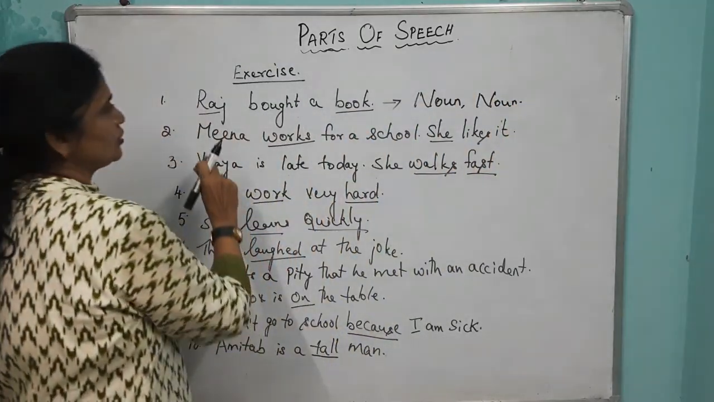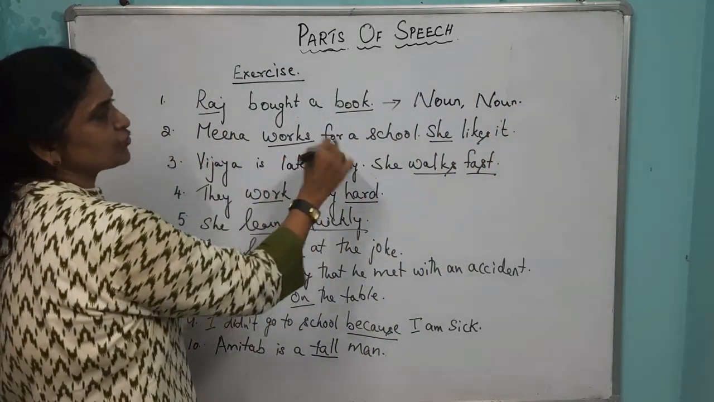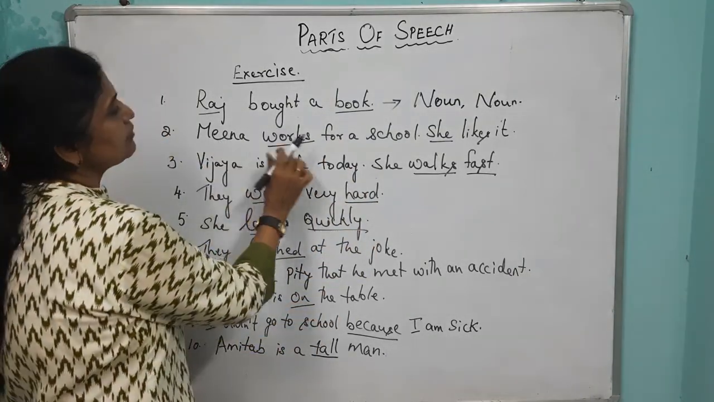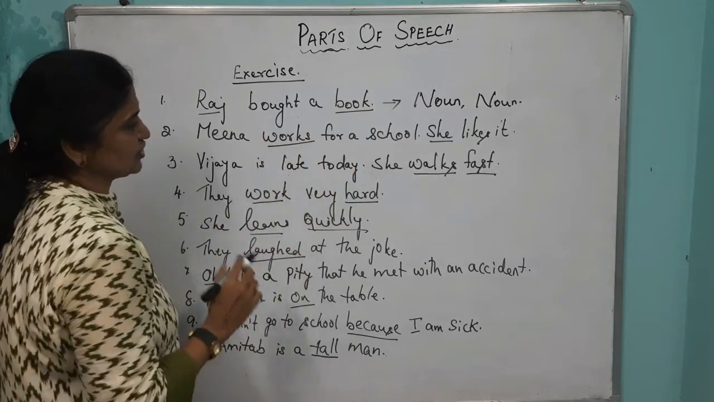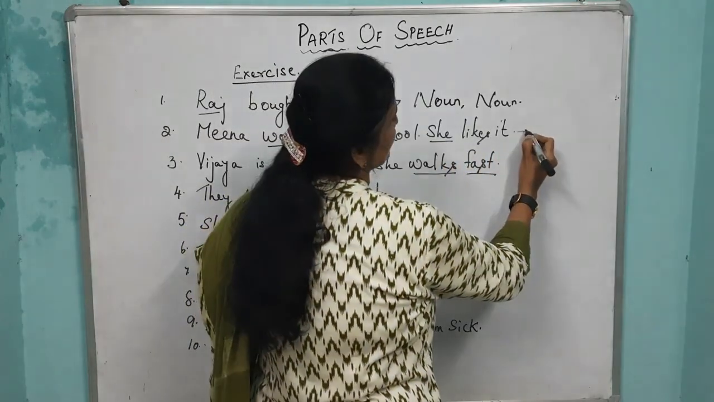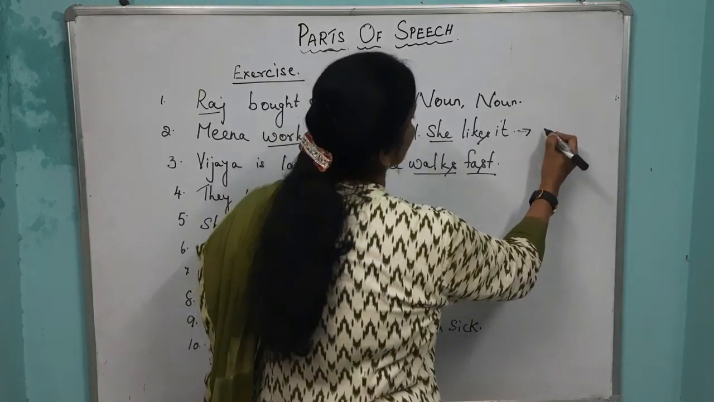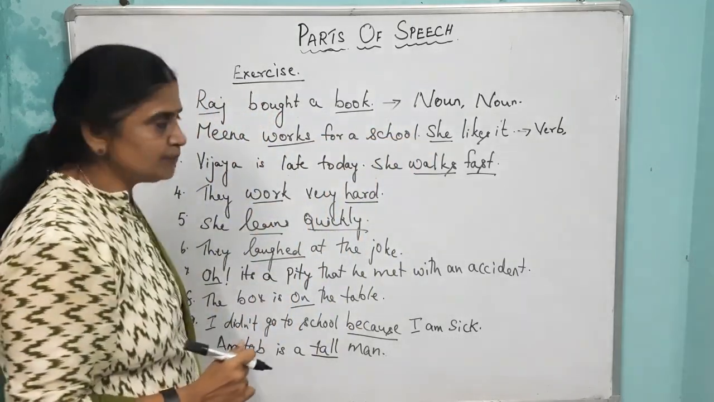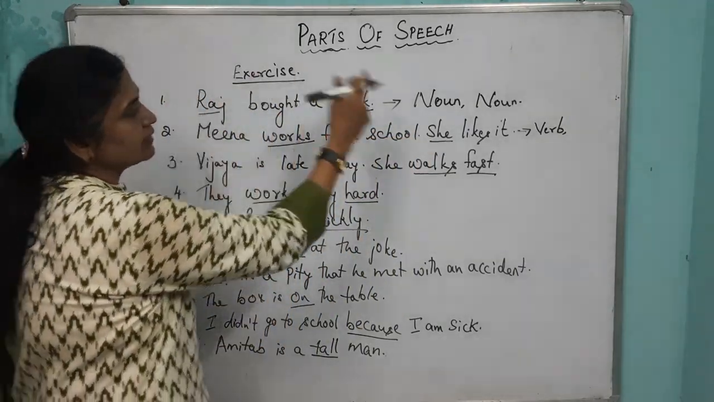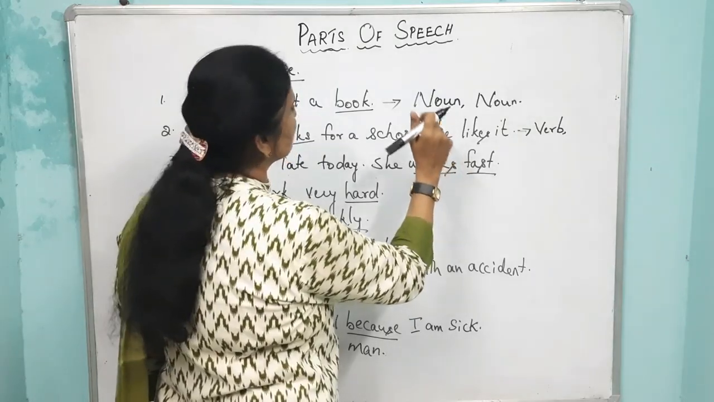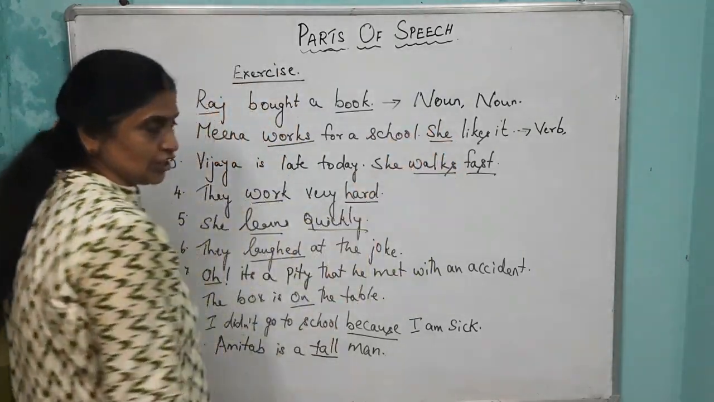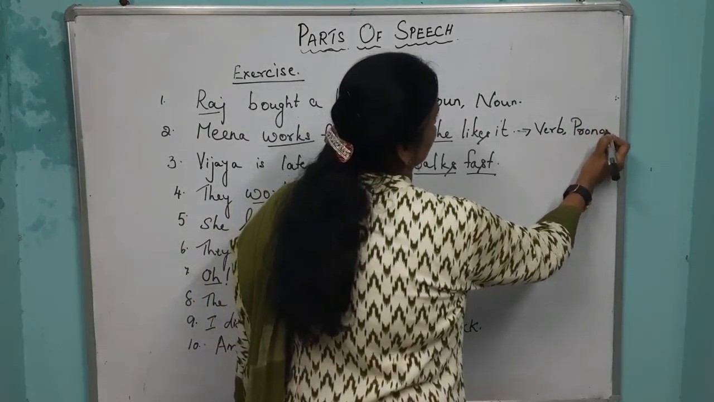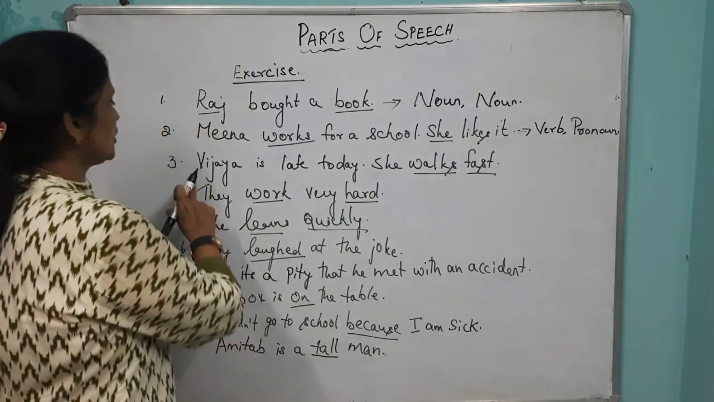Okay, got it? Now, the second sentence says, Meena works for a school. She likes it. Meena works for a school and she likes it. Works is the word which is underlined. This is working, an action, so we call it a verb. What is she? Now, they have not repeated the word Meena here. Instead, they said she. So what is it? Good. Pronoun.